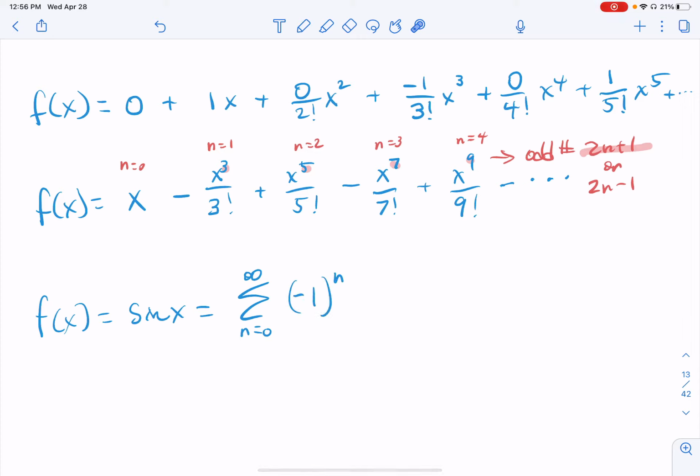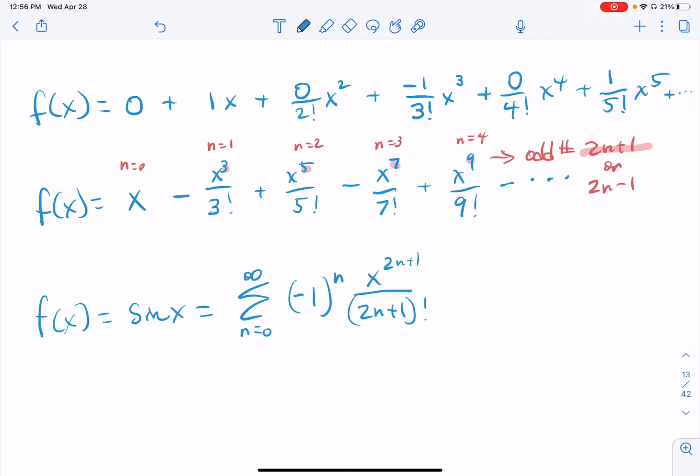If I plug in 0, negative 1 to the 0 power makes that just a positive 1, and we start off with a positive number. If I stick in 1 here, negative 1 to the first power is negative, and I get a negative, so that works out perfectly. Now we have this little fraction here. It's x to our odd powers, which is 2n plus 1, and then it's over the 2n plus 1 factorial.